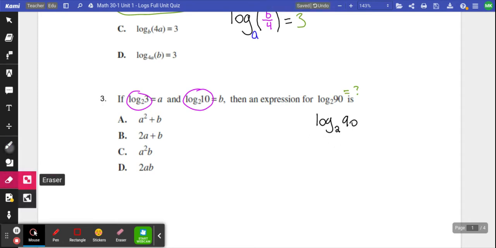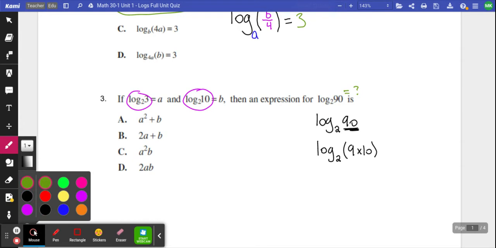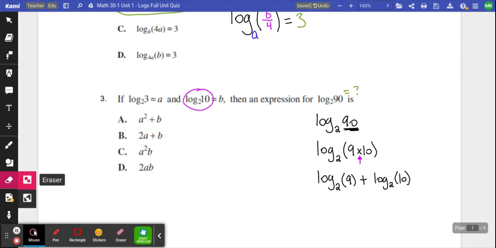So if you could take that and break it up, it should work. The way we're going to break it up is by taking that argument 90 and realizing that 90 can be written as 9 times 10. The reason that would help us is because we know log laws, which say if you have a multiplication in your argument, you could break this up into 2 separate logs added together. And there you go. You got your log 10.